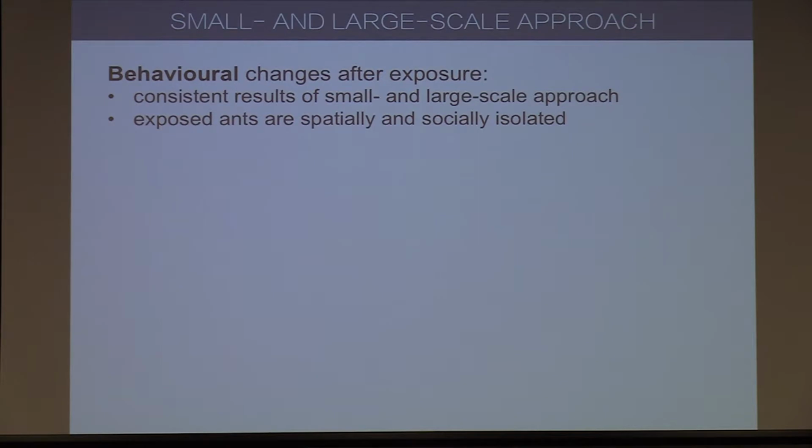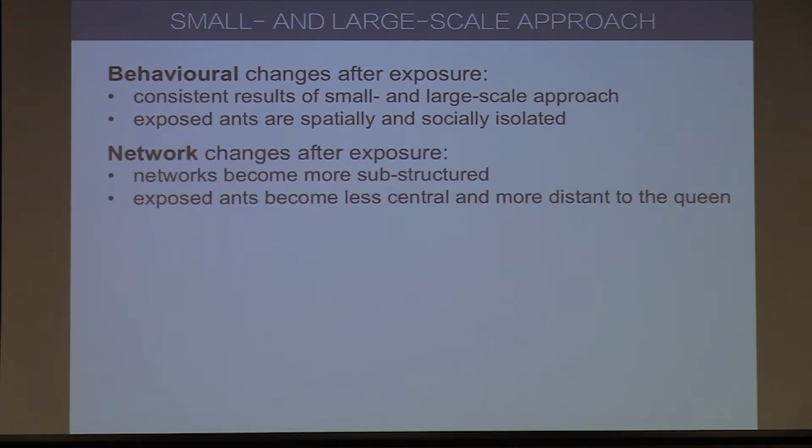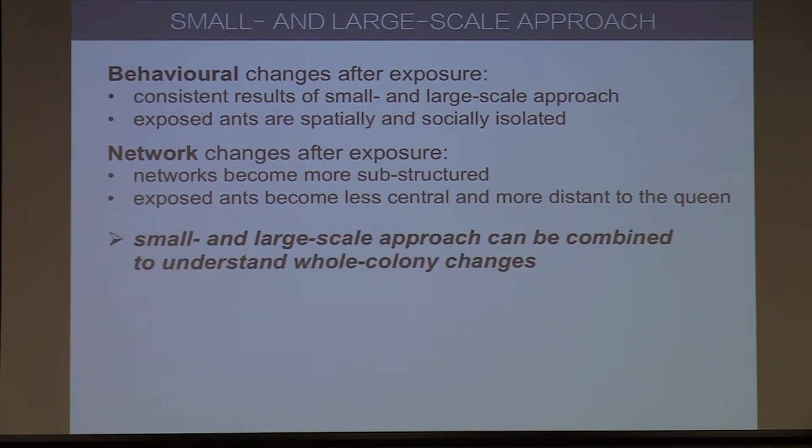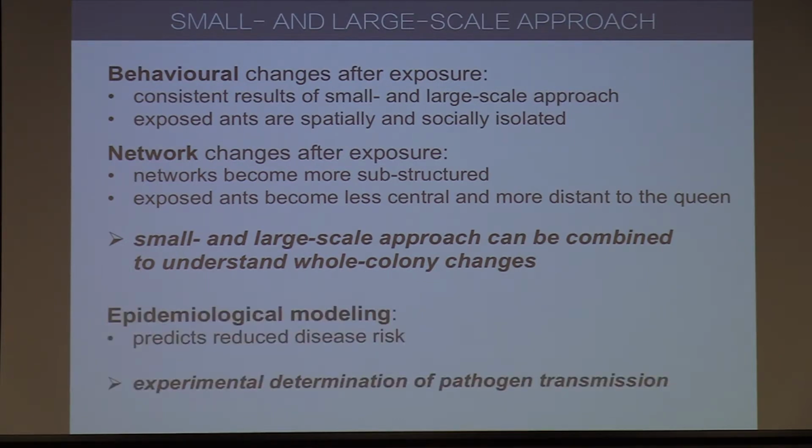But the large-scale approach, in addition, can show that there are also network changes after exposure, because you have a higher substructuring and exposed ants becoming less central and more distant to the queen, which is the most valuable individual and where you do not want to lead the disease to. So, as I said before, I think the two approaches can be valuably combined. And also consistently, epidemiological modeling predicts a reduced disease risk.